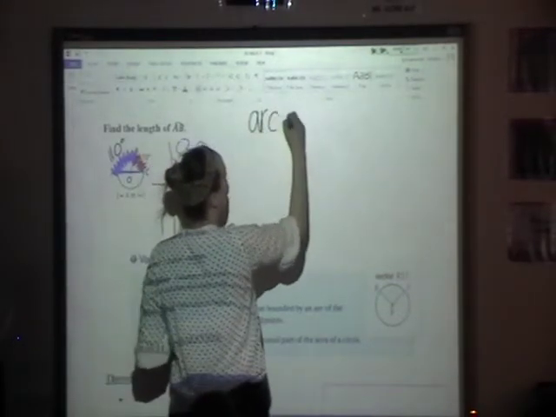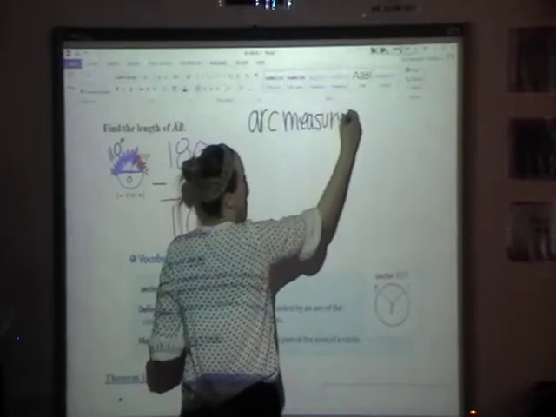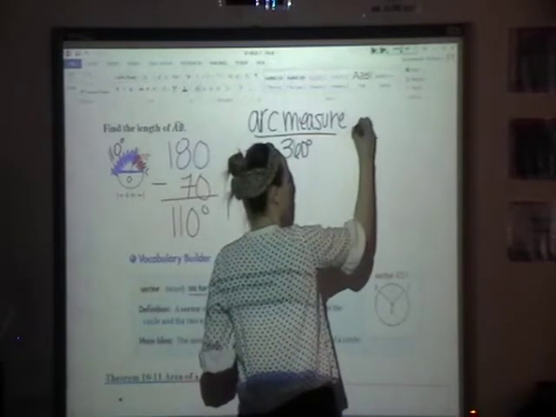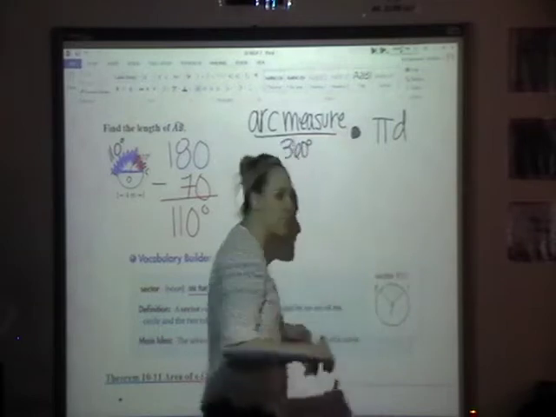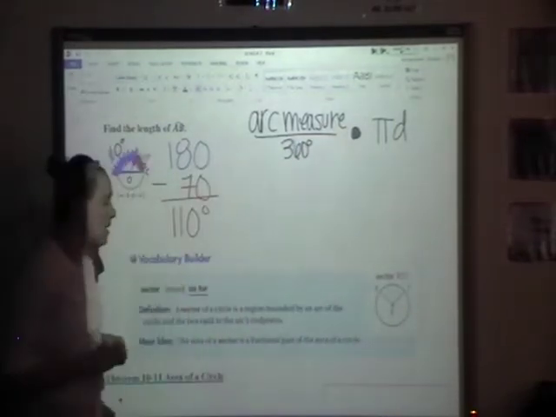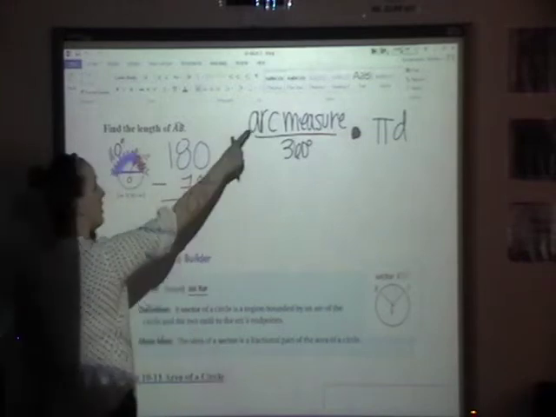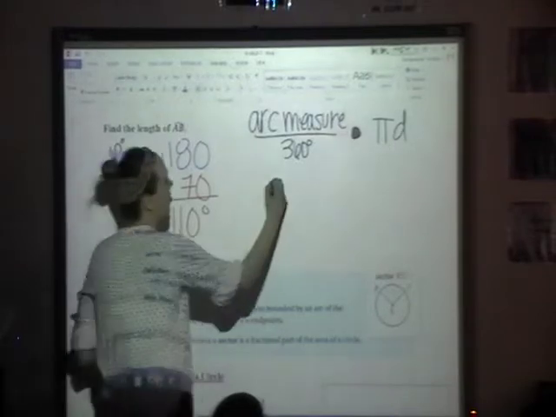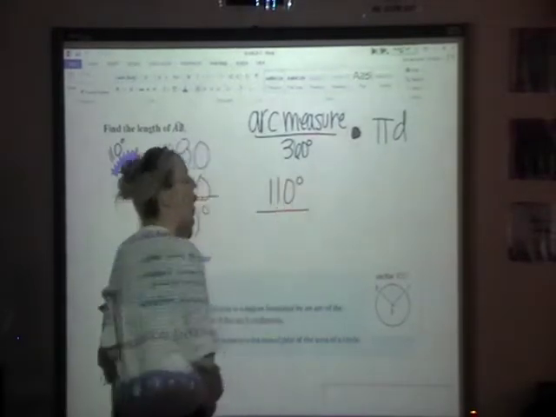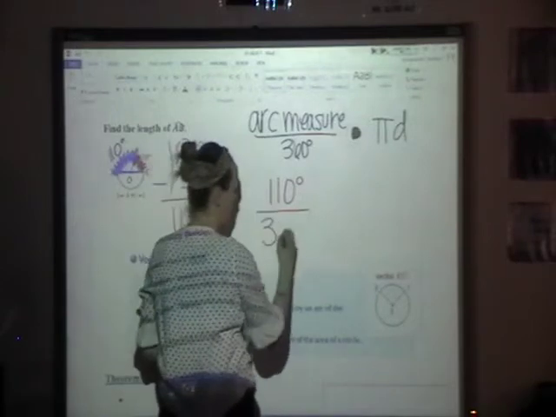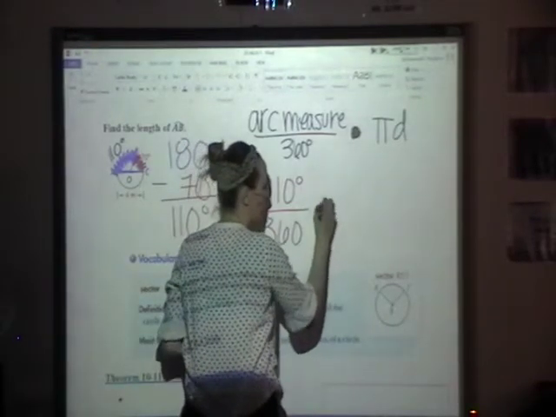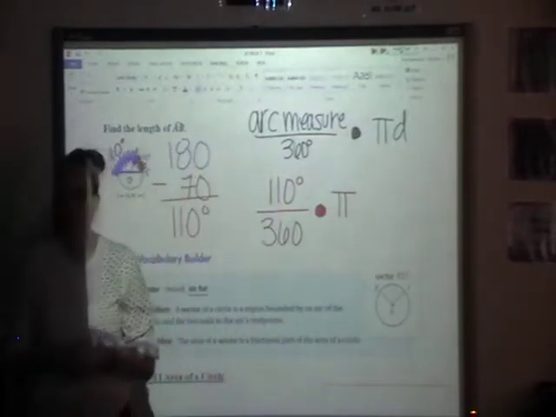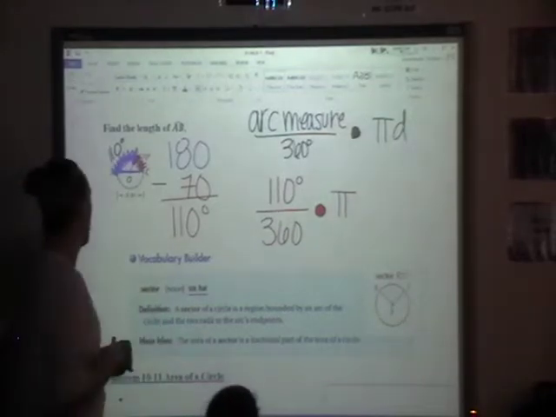Our formula is arc measure over 360 degrees times pi d, because we have the diameter. So now we can plug it in. Our arc measure, what did we find it to be? 110. So 110 degrees over 360, because that's my formula, times my big multiplication dot, pi d. We can replace d though. We have the diameter. What is the diameter of our circle? 4.